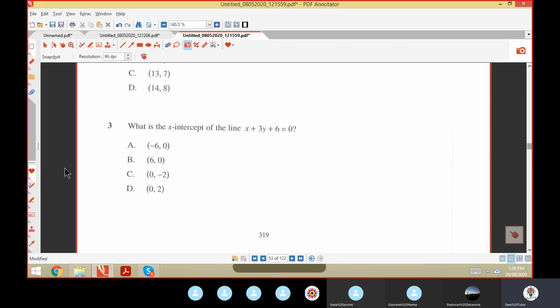What is the x-intercept of this line? My year 8 can answer that. Come on, let's do it. Page 53 for you, Giovanni. What's the answer?